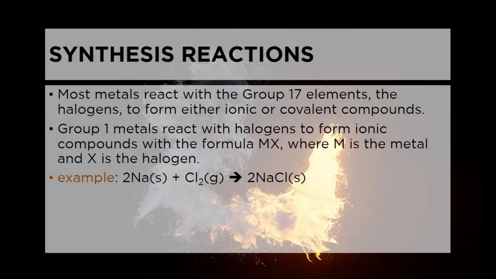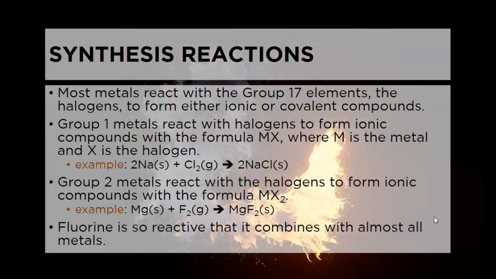Metals tend to react with the group 17 halogens to form ionic or covalent compounds. Another example, we could have pure sodium combined with pure chlorine gas. They come together and they form sodium chloride. Another example with group 2, we could have magnesium join with fluorine to become magnesium fluoride. So MgF2, because the group 2 elements will form an MX2 combination there.